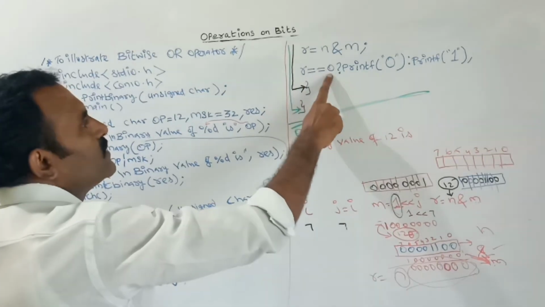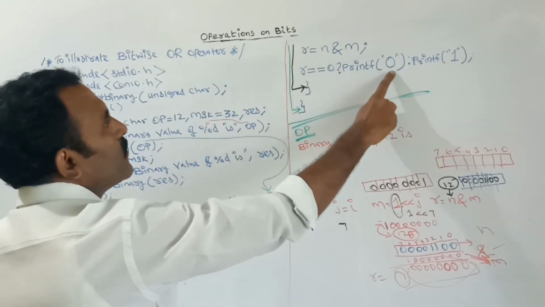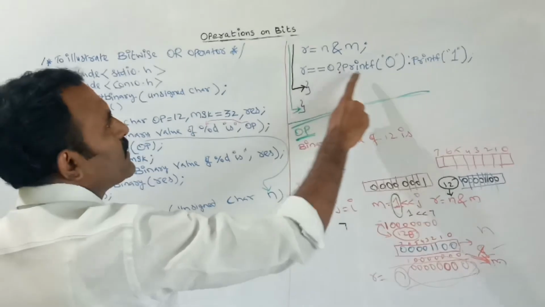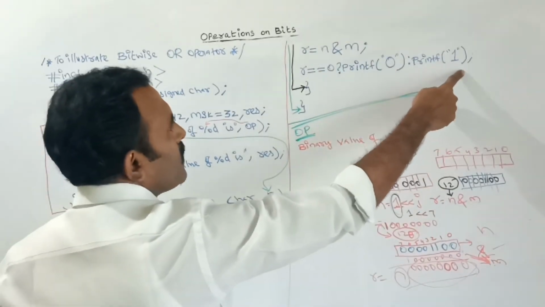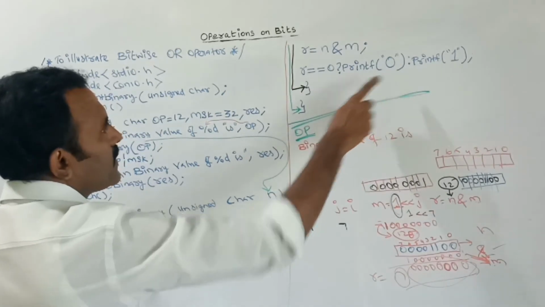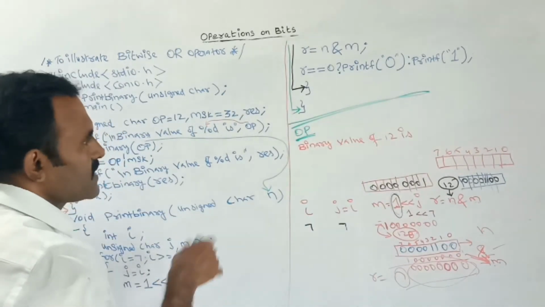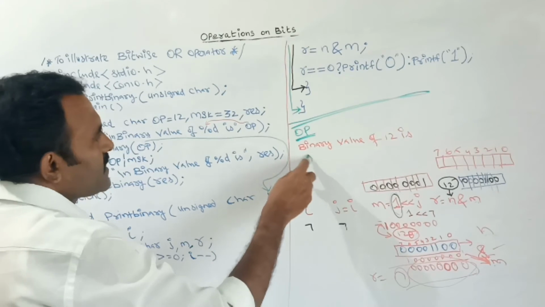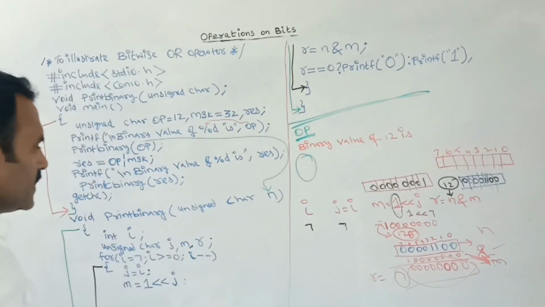Next, here I am using this conditional operator and checking. If R is equal to 0, I am telling it to print 0. Suppose R is not equal to 0, then it will print 1. So here R is equal to 0, so this first statement will be printed. So what is the result? At the very first iteration, the 0 will be printed.